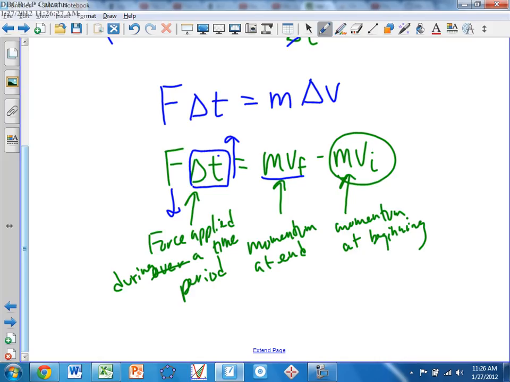Okay. Questions so far? I want to get to an example. All right, let's take a look at a cool example here. So that's the equation we're using, the one up top right here: F delta T equals M delta V.